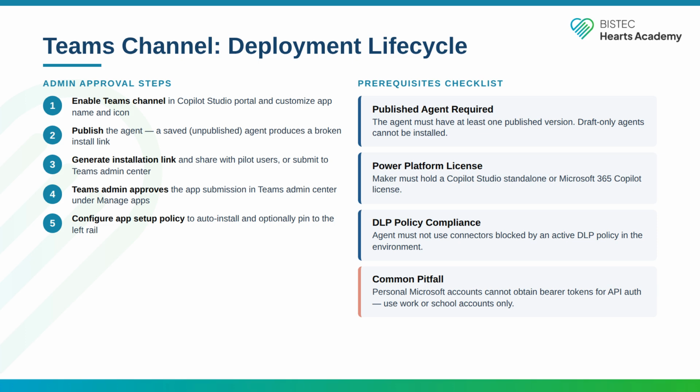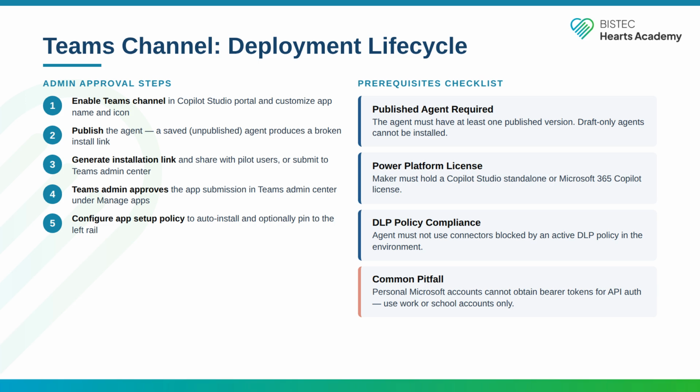3 prerequisites must be in place before any of these steps. The agent must be published. The maker must hold a Copilot Studio standalone license or a Microsoft 365 Copilot license. And the agent must not use connectors blocked by an active DLP policy in the environment. A DLP violation will not prevent installation. It will cause the agent to fail silently at runtime when it attempts to call the blocked connector.